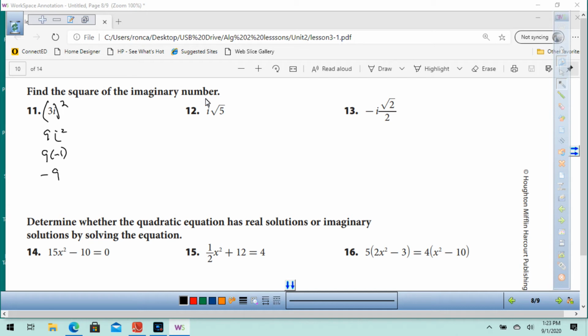What about there? Well, let's square it. What do we get? We get I squared, and then we get, well, the square root of 5 squared is just 5. So that's I squared times 5. And I squared is -1 times 5. That gives us -5.